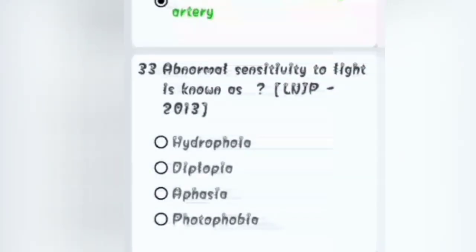Next question 33. Abnormal sensitivity to light is known as: option A, hydrophobia, option B, diplopia, option C, aphasia, and option D is photophobia. The answer of this question is photophobia, that is option D.